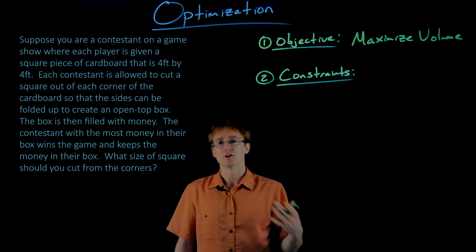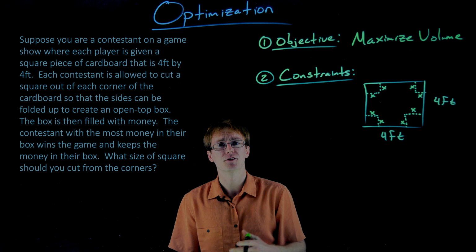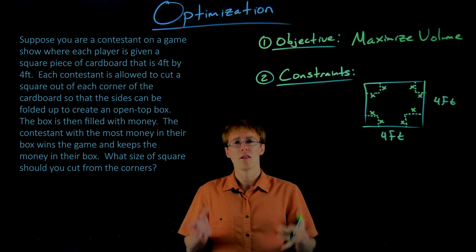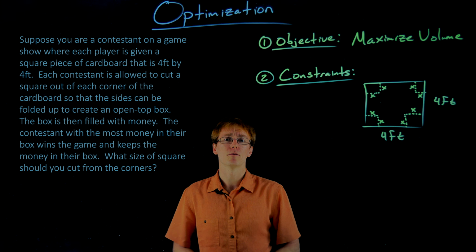What are we doing with this piece of cardboard? We are cutting a square out of each corner of the piece of cardboard. That'll leave us with these 4 little side flaps. We can then fold those side flaps up and create our little open top box. And so we don't know how large of a square we're going to cut out of each corner. So that is going to be our unknown that we are trying to find. We're trying to find the value of x that makes it so our box holds the most volume possible, because the largest volume possible will correspond to holding the most amount of money in that box.